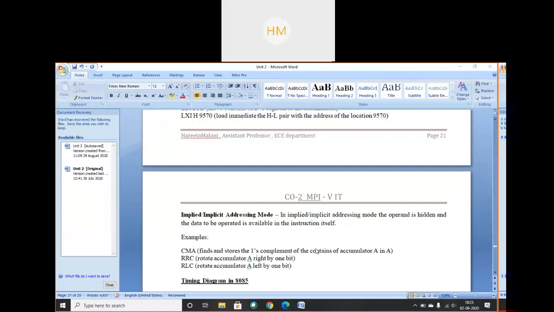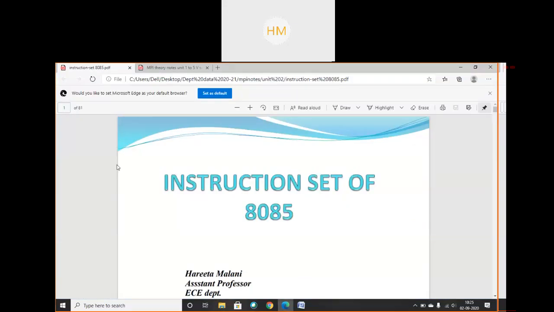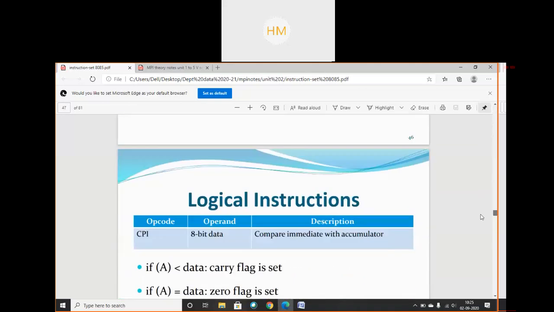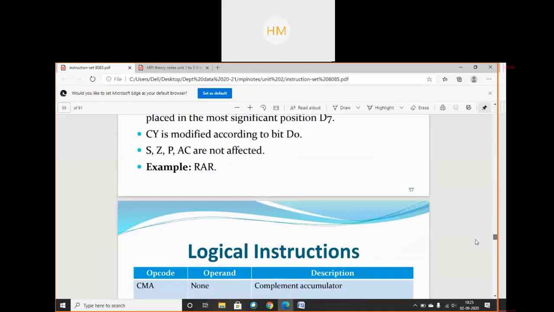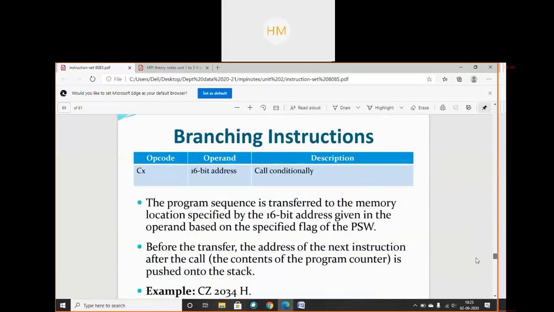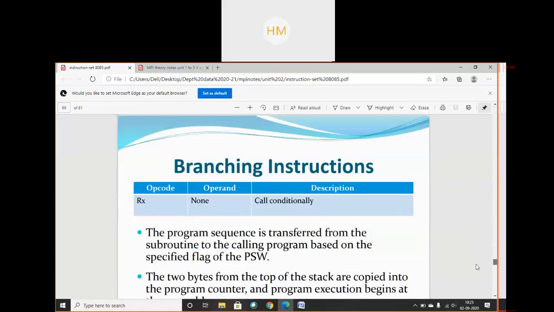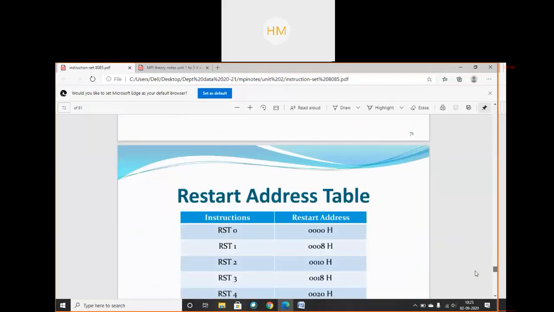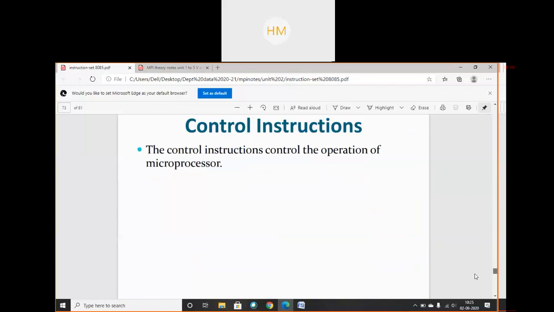Okay. So next, we are left with a few instructions. So we will complete those instructions now, and then we will move towards programming and timing diagram of ADD5. We have completed all the branching instructions, which are very important in decision making. Interrupt instructions we have studied, software interrupt instructions. Then we have to study control instructions. These control instructions control the operation of the microprocessor.